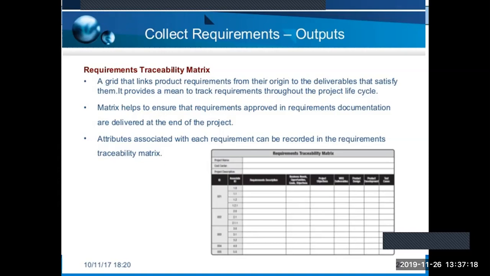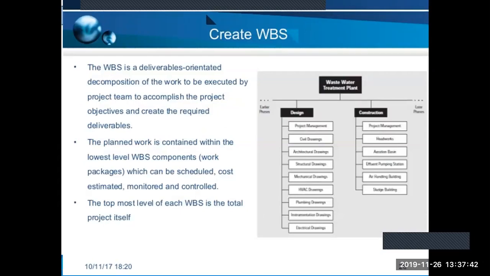It provides a means to track requirements throughout the project lifecycle, and it helps to ensure that requirements approved in the requirements documentation are delivered at the end of the project. Attributes associated with each requirement can be recorded in the requirements traceability matrix. You see an example there. Create work breakdown structure: you definitely have the WBS approach. There are commercial software and templates for the work breakdown structure, so it could be automated. It's not just a ledger and pen approach.